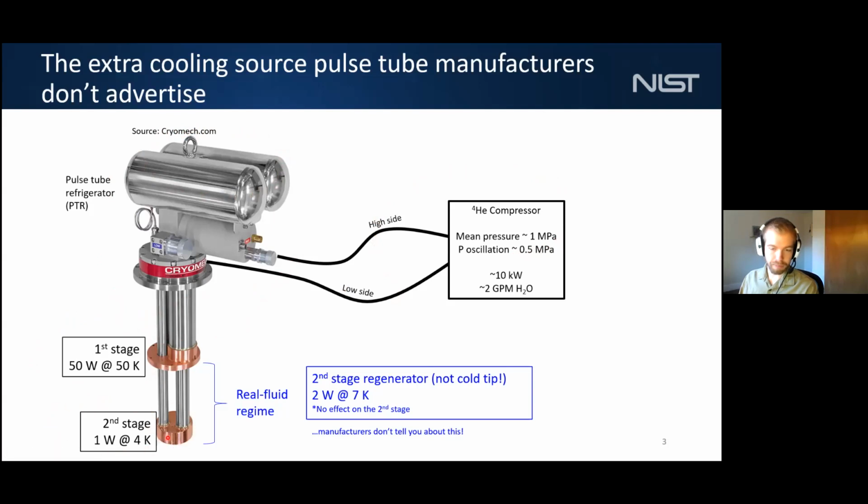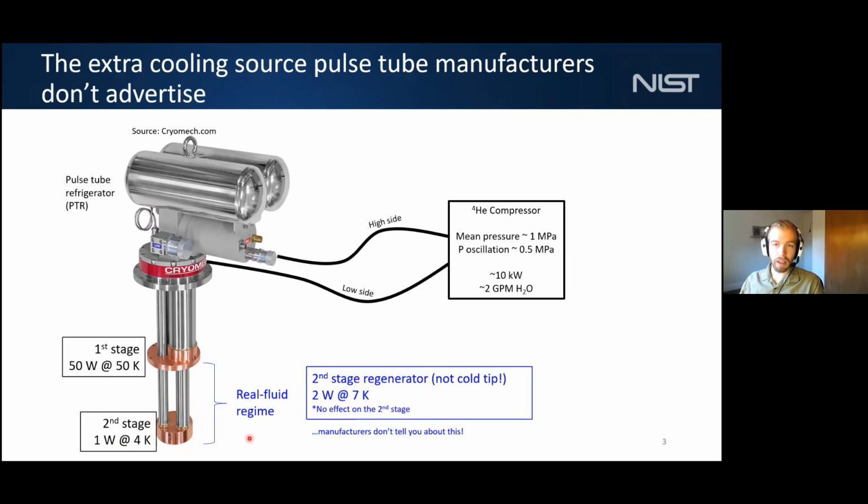What they're not going to tell you is that there's a source of cooling available from this second stage regenerator, which is this tube I'm highlighting here. And the cooling available from this tube is actually quite large. It's about 2 watts at 7 Kelvin. And the amazing thing about this source of cooling is that it has no effect on the second stage cooling. So you can get 1 watt at 4 Kelvin, and you can also get 2 watts at 7 Kelvin. But this is something they don't tell you about.